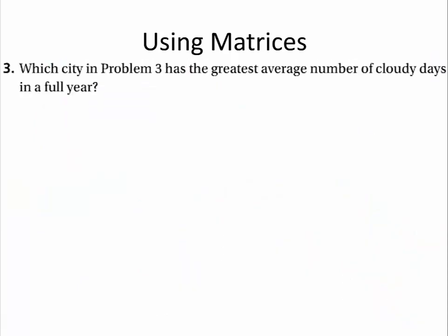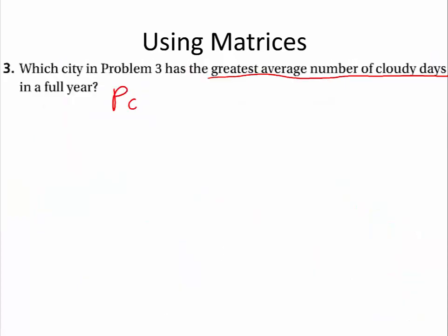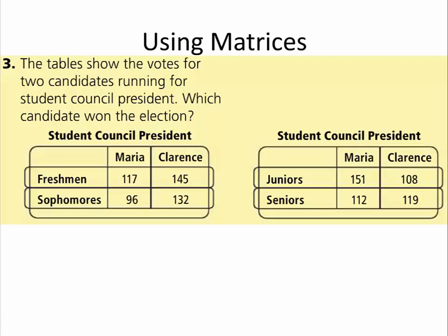Using the exact same data that we just had, which city in problem 3 has the greatest average number of cloudy days in a full year? Now remember, this was all based on average number already. So all we're looking for is the biggest number of cloudy days. So right here, which one had the biggest? Bingo. And who is that? Portland. So all we have to do is write Portland. We're done. So that's not too hard. All right, why don't you guys go ahead and try this problem and see how you do.